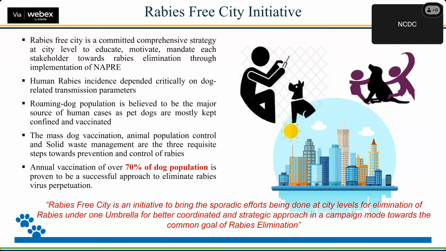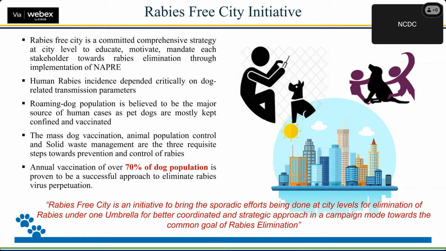So seven tier 1 and 114 tier 2 cities have been identified, and they will be a part of the rabies free city initiative. They will develop their own action plan and implement it. This plan includes mass dog vaccination, animal population control, and solid waste management, which are the three requisite steps toward the prevention and control of rabies. Annual vaccination of over 70% of the dog population is proven to be a successful approach to eliminate rabies, and accordingly we are trying to develop some strategies at the level of the city.